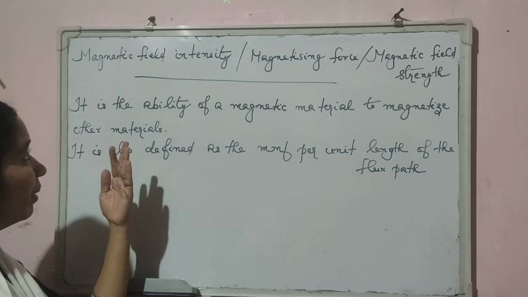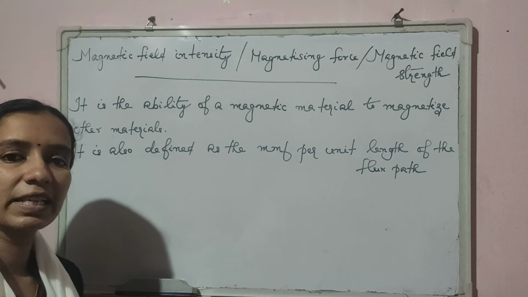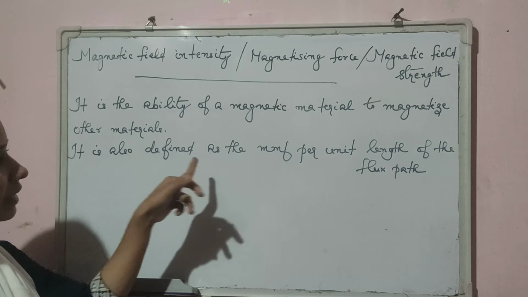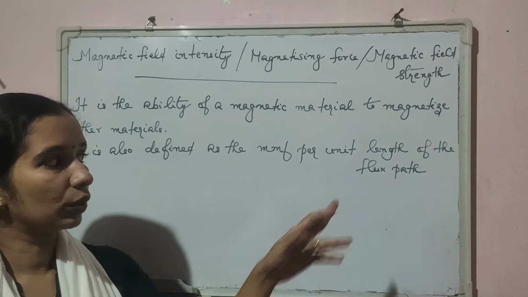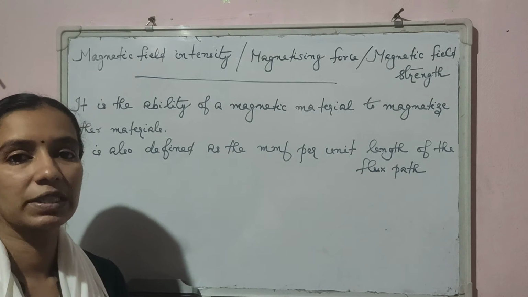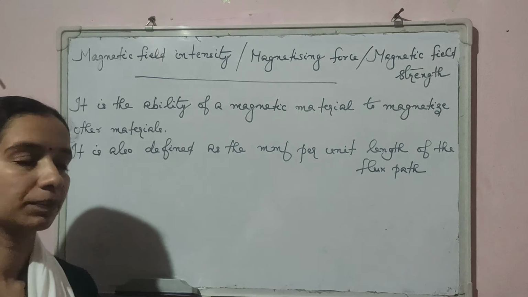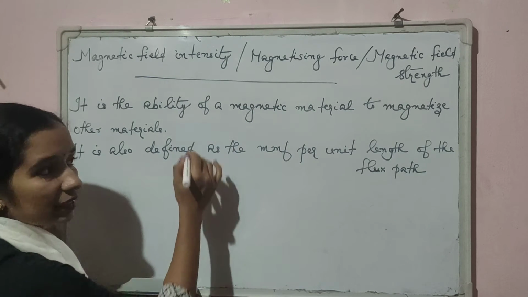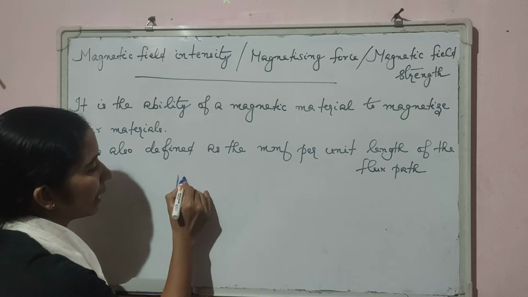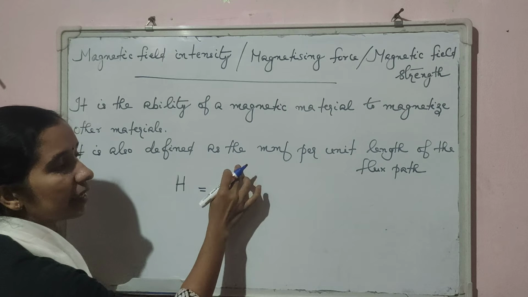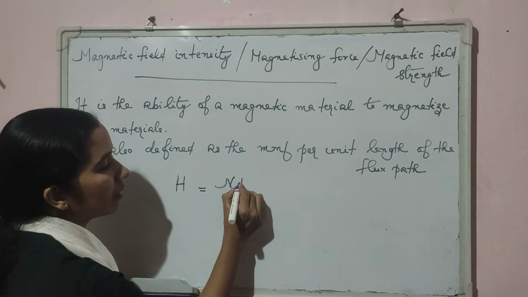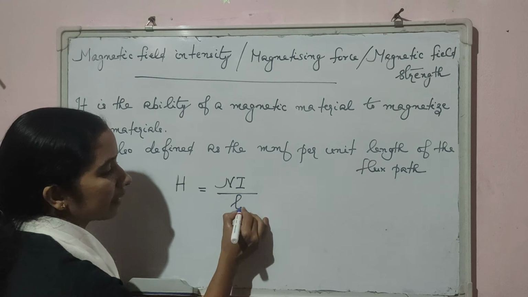The magnetizing force or magnetic field intensity can be defined in another way. That is, it is the MMF per unit length of the flux path. So we can denote this term magnetic field intensity using capital letter H, and it is the MMF per unit length. That is MMF divided by length.